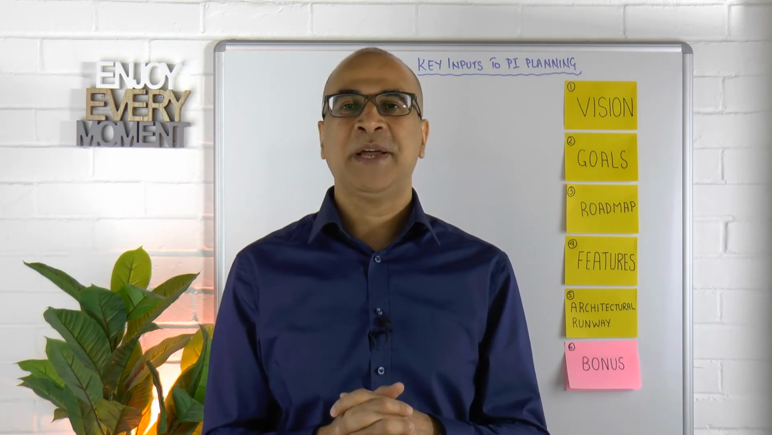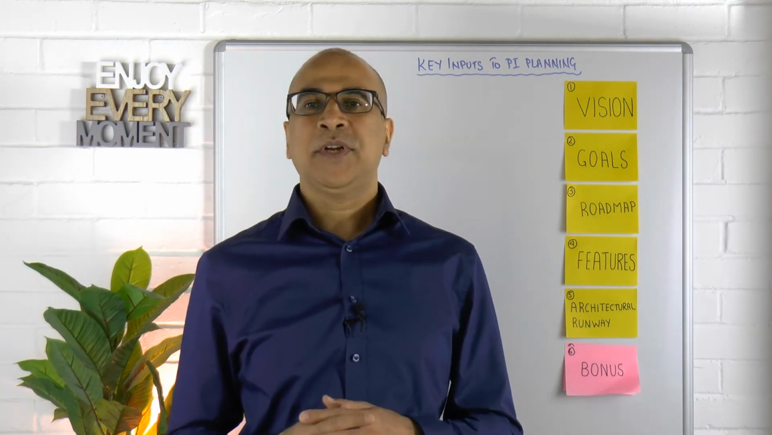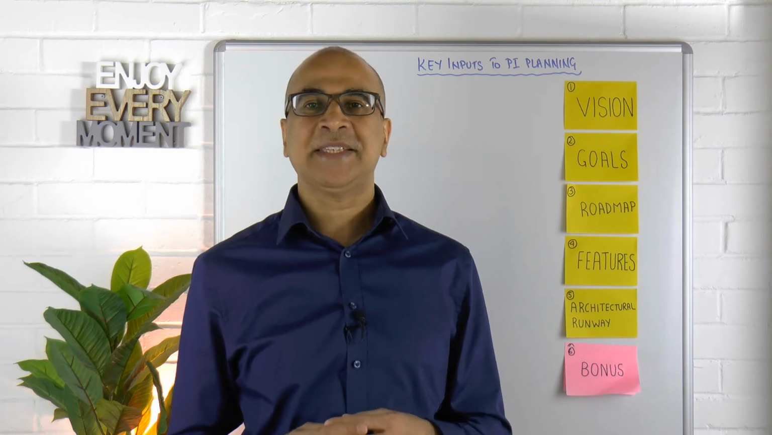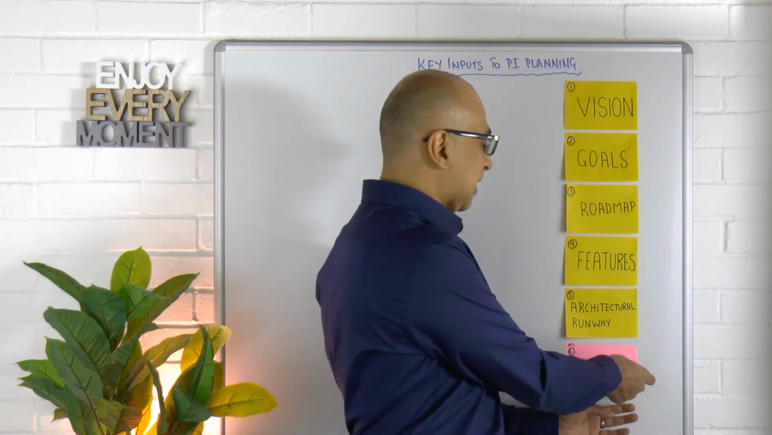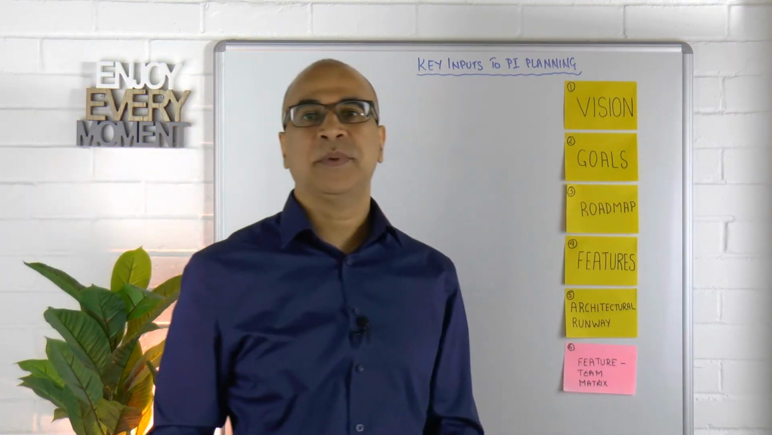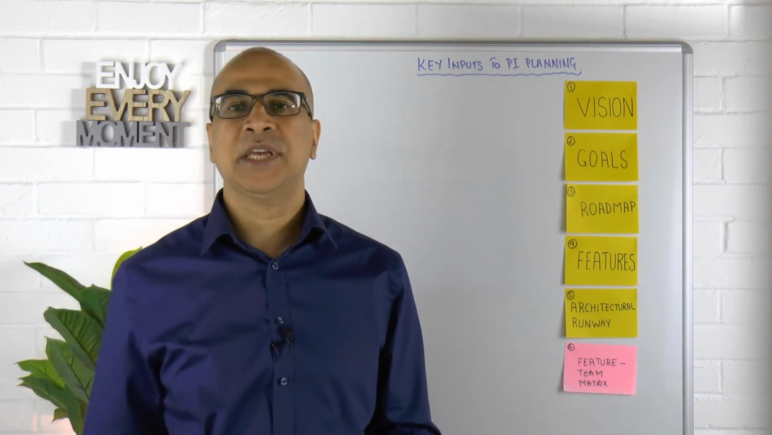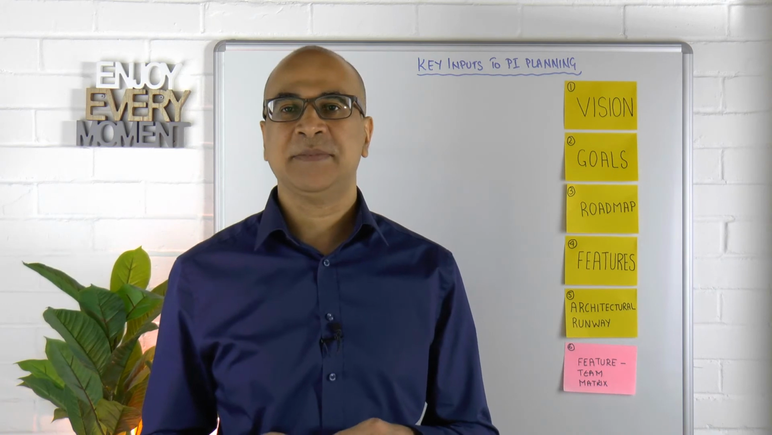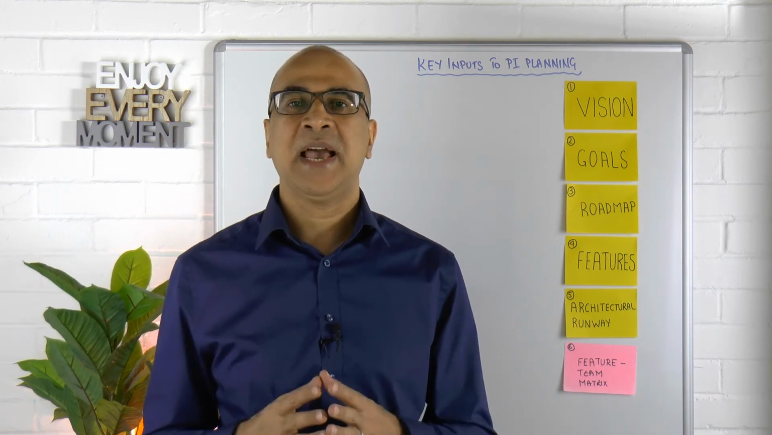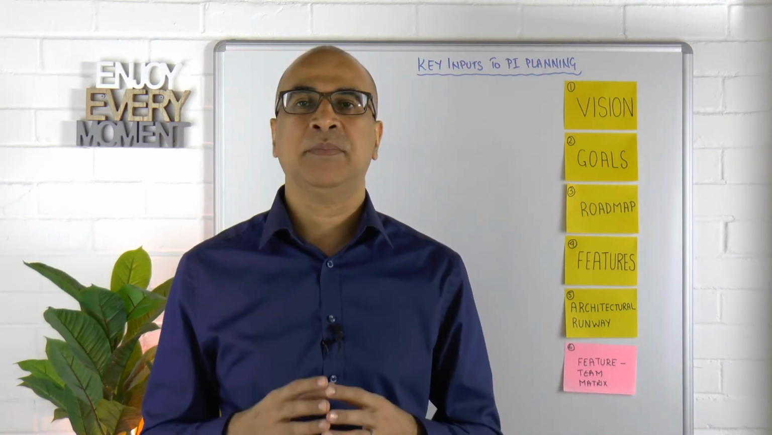All right, so we've gone through the 5 key inputs into your PI planning event in a good amount of speed. So let's go over to bonus number 6 now. This is something that I find to be incredibly useful, and this is what I call the feature team matrix. This is basically a very simple matrix.